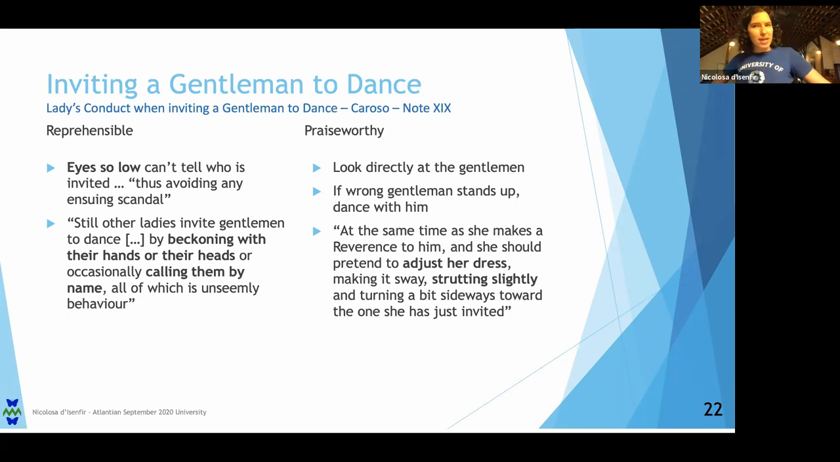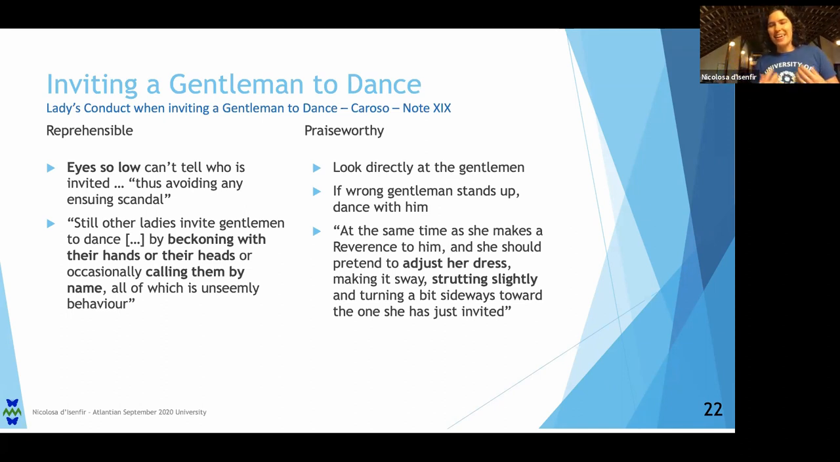But there are many ways you can do this badly. So first, when approaching the line of gentlemen, remember they're all in this row of chairs, you can come up to them with eyes so low that you are looking at the ground and the gentleman cannot tell who you are requesting to dance. And thus the wrong person may stand up. So if your eyes are too low, you are ensuing a scandal, ladies.